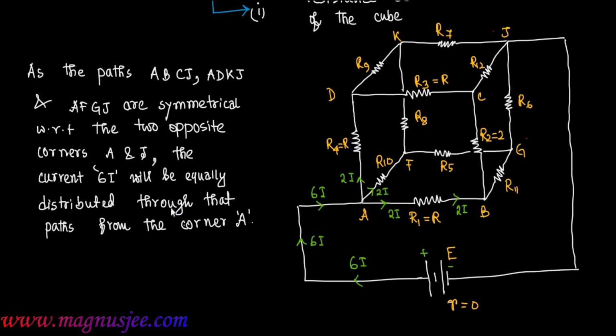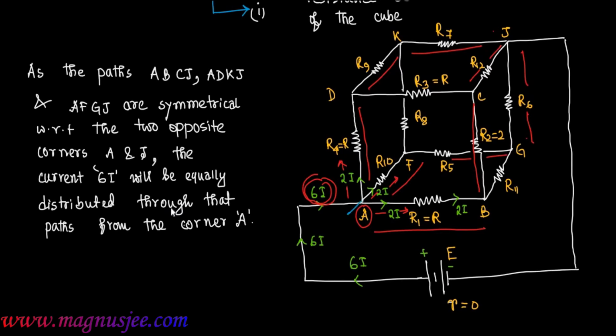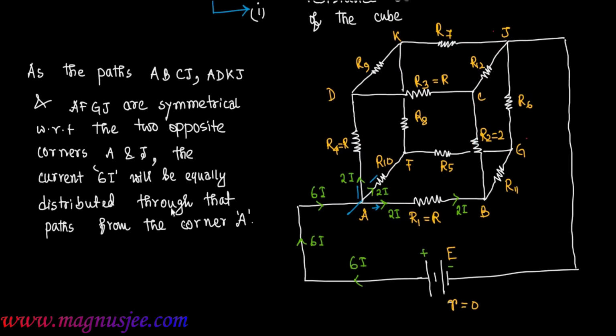From the corner A, the total current 6I will be equally distributed along the paths AB, AF and AD respectively. The current 2I will follow the path ABCJ, another current 2I will follow the path ADKJ, and another current 2I will follow the path AFGJ. This 6I current will be distributed as 2I, 2I and 2I along AB, AF and AD respectively. Now the current 2I will be equally distributed from the corner B as I and I through the arms BC and BG.